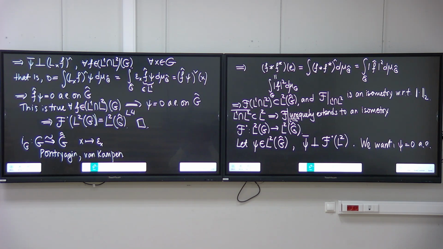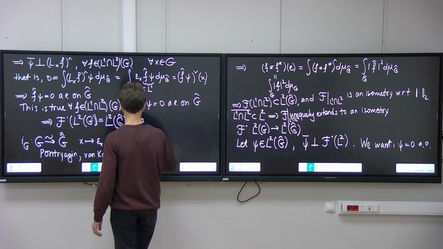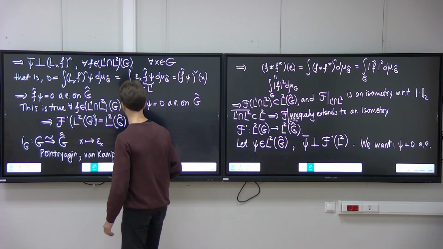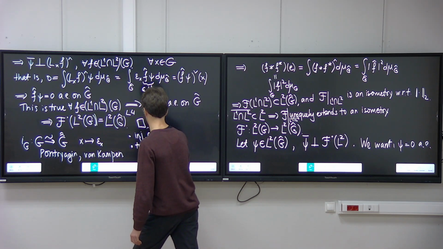And the idea is as follows. We already know that this map is injective and continuous. This was proved some time ago. The next point is to show that it is a topological embedding.